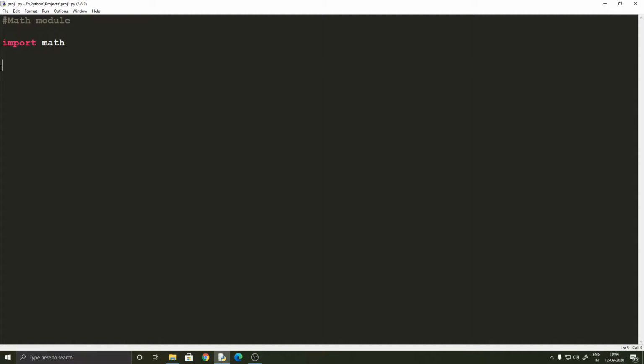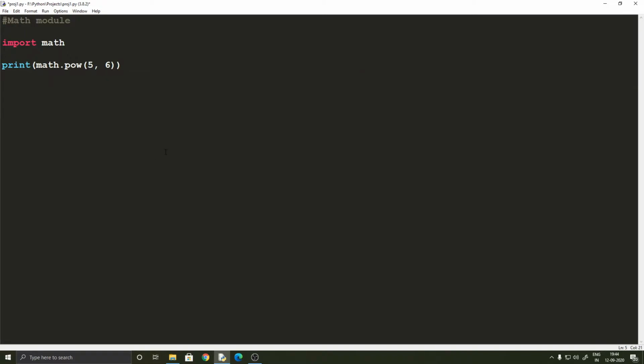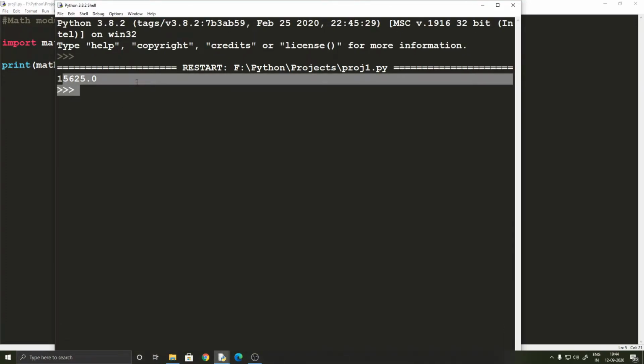So first, let us look at the power function from the math module. What the power function does is that it returns the value of the first argument raised to the power of the second argument. So let's say we want to print the value of 5 power 6. In such a case, we would be writing print math dot pow, which is the name of the function, and the arguments. So the first argument will be 5 and the second one will be 6. So this would print 5 power 6. So let's run this. 15625, which is 5 power 6.